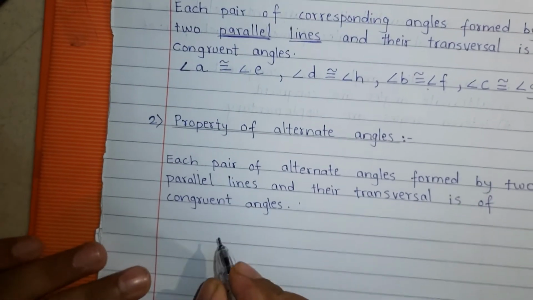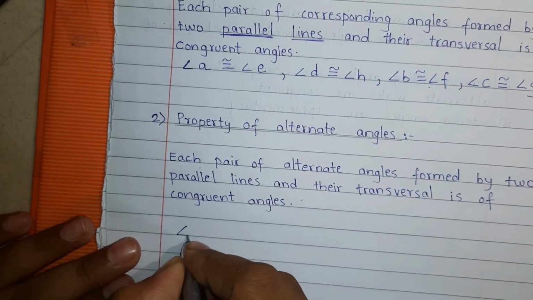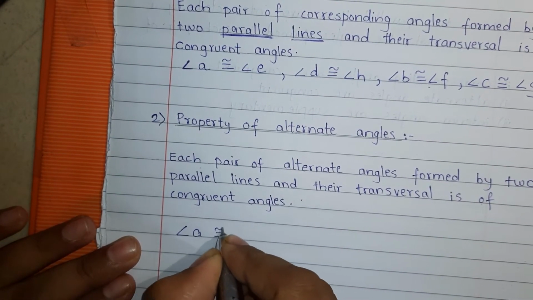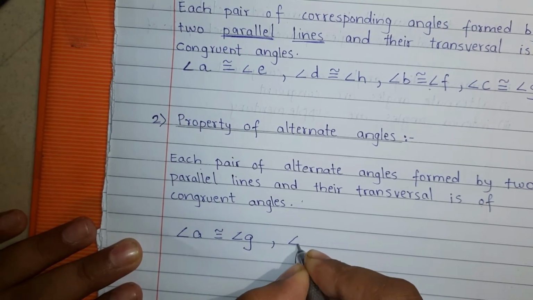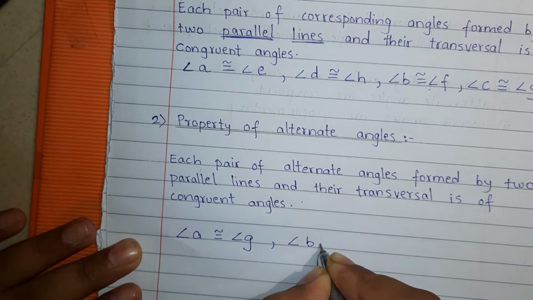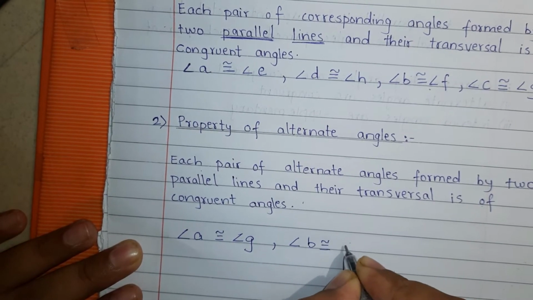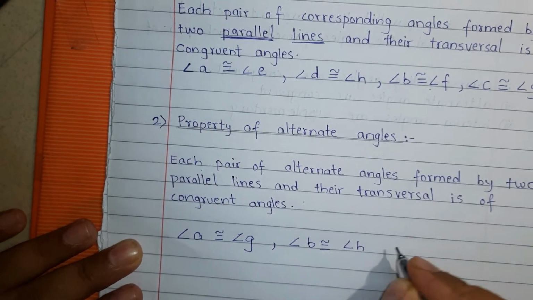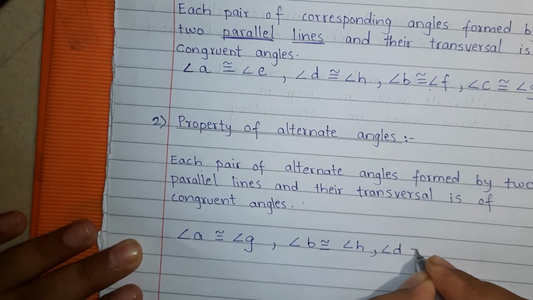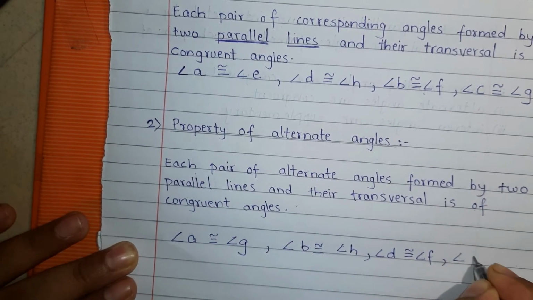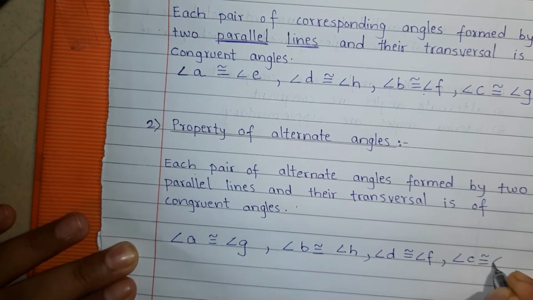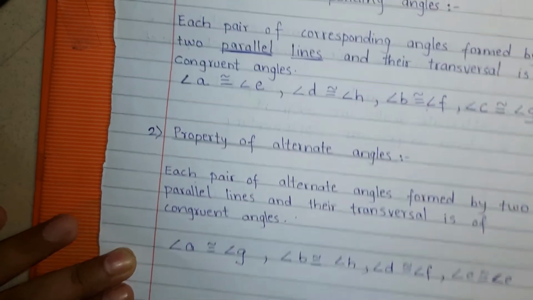So, we will write down the pairs of congruent alternate angles. Angle A is congruent to angle G. Then angle B is congruent to angle H. Angle D is congruent to angle F. And angle C is congruent to angle E. Okay.